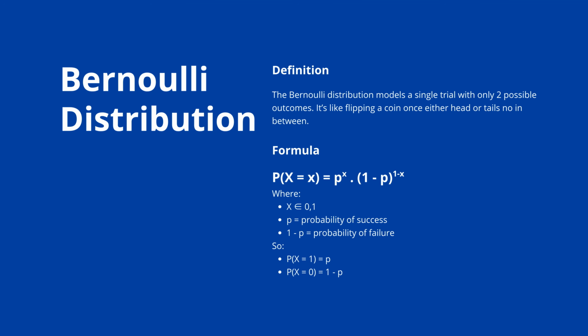The Bernoulli distribution is like flipping a digital switch. It's either on or off, success or failure. It's simple, but it's everywhere in statistics and AI.